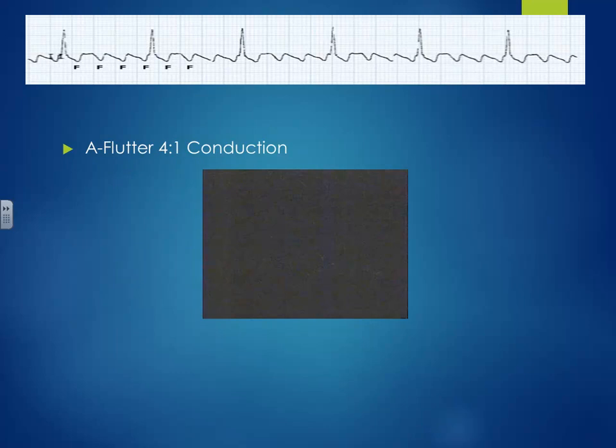With your A flutter, I just threw these in. With your A flutter, you've got to look at your flutter waves and look at your conduction. All right? This is a 4 to 1. Where does that fall in? Tachy, if it's symptomatic. Is that a 4? That's a 3 to 1. That's what I put.